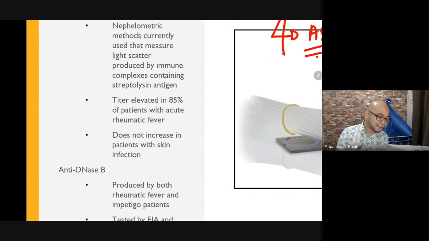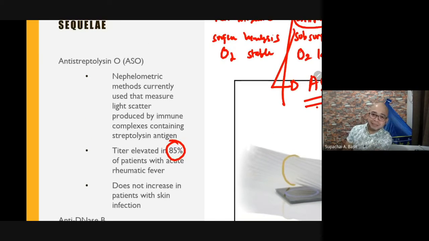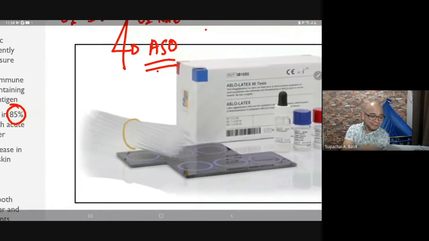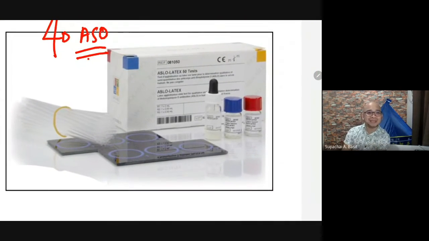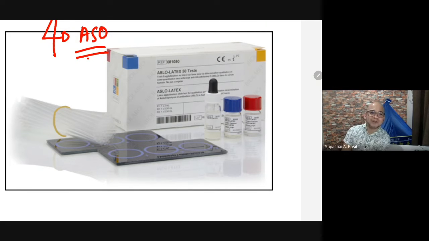So the titer is elevated in 85% of the patients with acute rheumatic fever. If your titer is elevated, the majority of the patients with elevated titer are found to be positive for acute rheumatic fever. It does not increase in patients with skin infection. However, the nephelometric method is quite expensive. So that's the reason why in the laboratory, the most common method is the ASO latex agglutination assay.